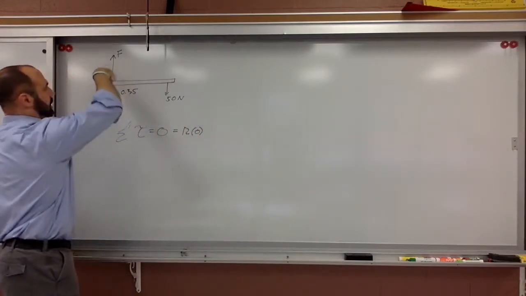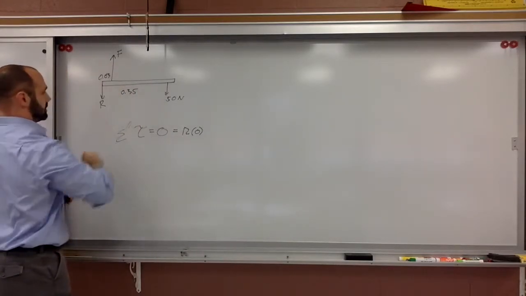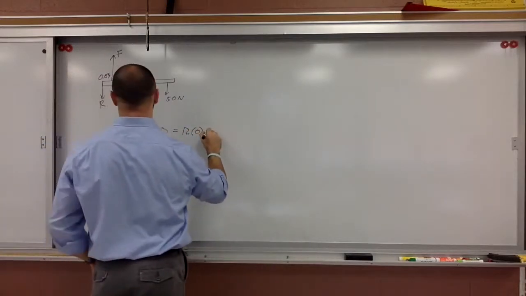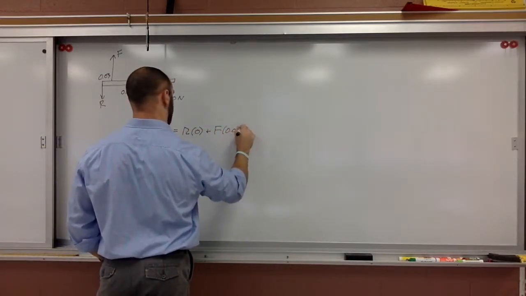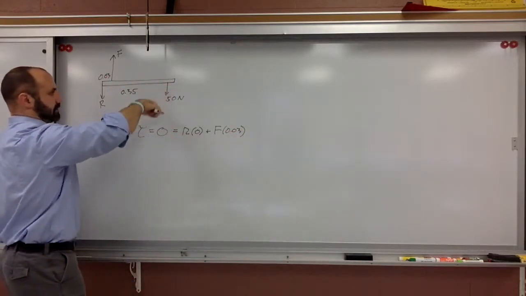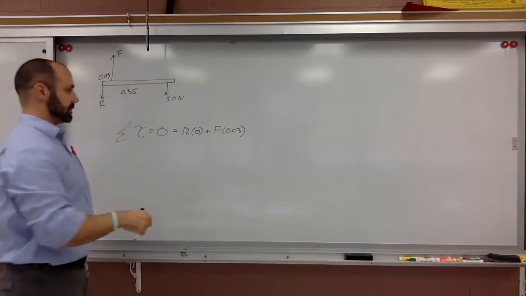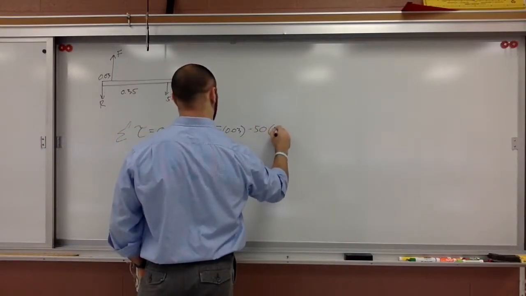This one is pulling up this way. This F is pulling up. So that's R cross F. This is positive. Plus F times 0.03. That's the R, that's the distance. And then this one, the 50 newtons is pulling in the negative rotational direction. So minus 50 newtons times 0.35.